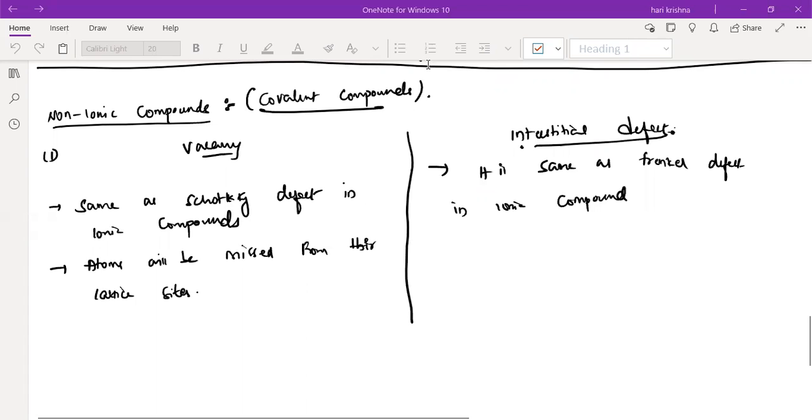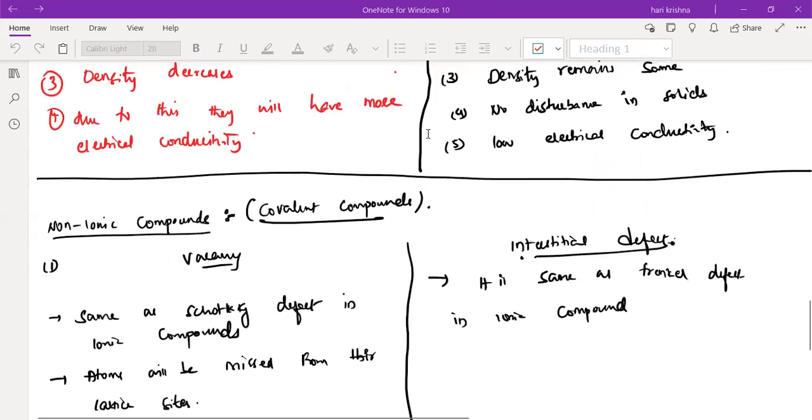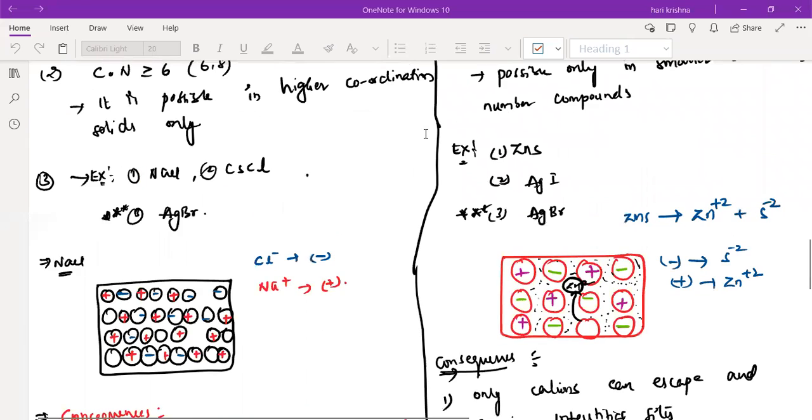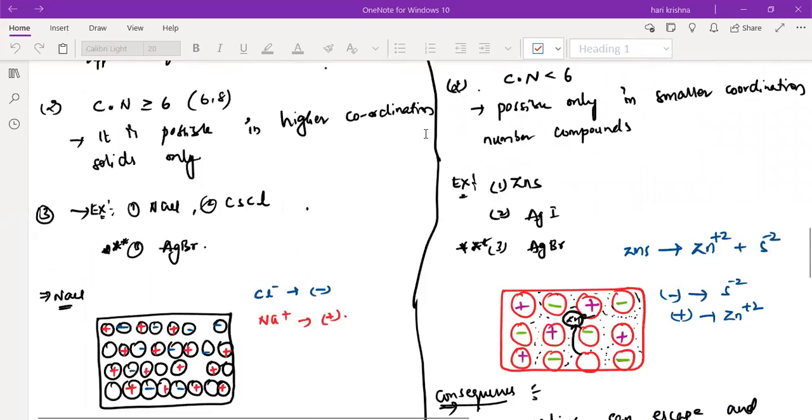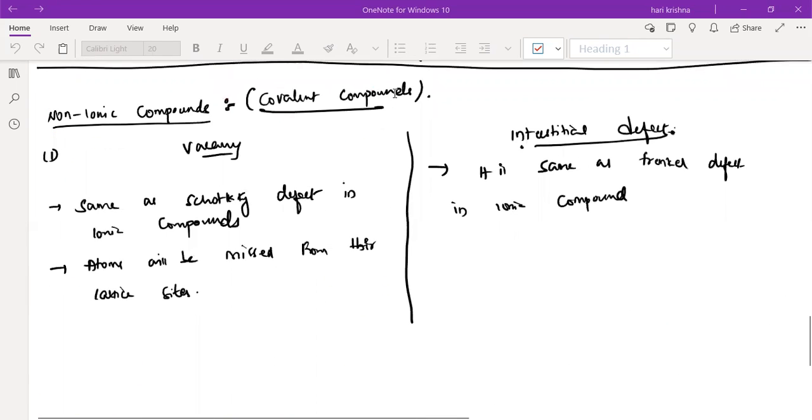What is the meaning of interstitial site? Sorry, it is an empty space between the two spheres in the given solid, that is called an interstitial site. So if the atom is going and occupying the interstitial site, that is an interstitial defect. Fine. Any doubts up to this?